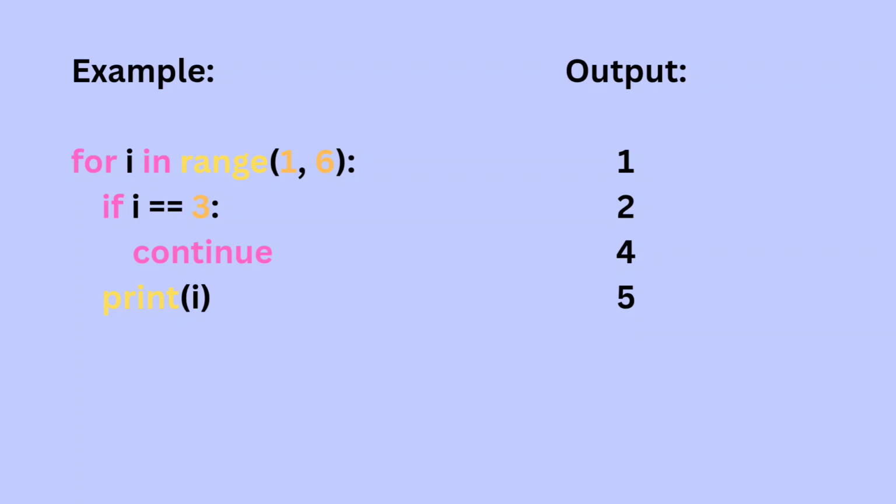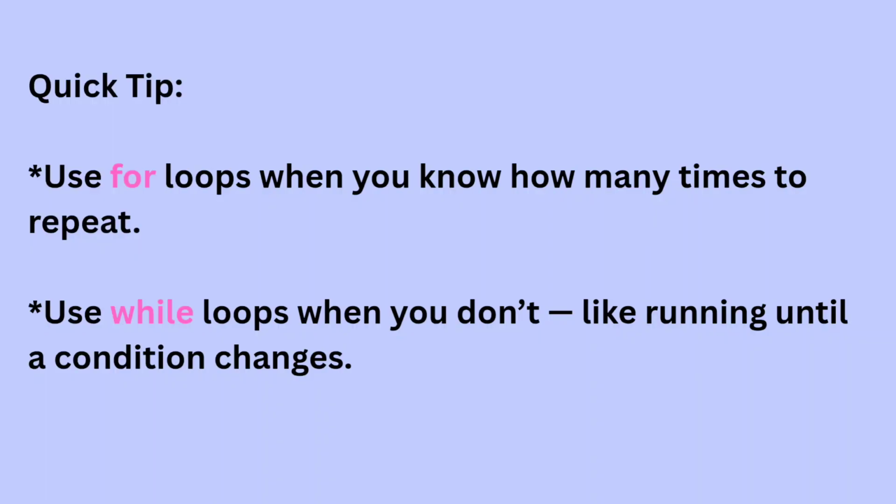Here is a quick tip. You have to remember that you use for loops when you know how many times to repeat and use while loops when you don't know, running until a condition changes. So that's the power of loops: automate repetition and save your time.